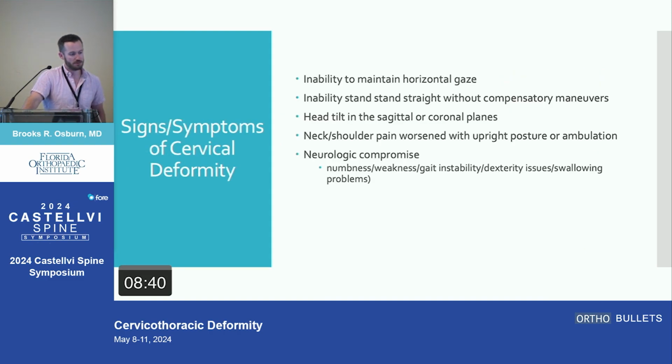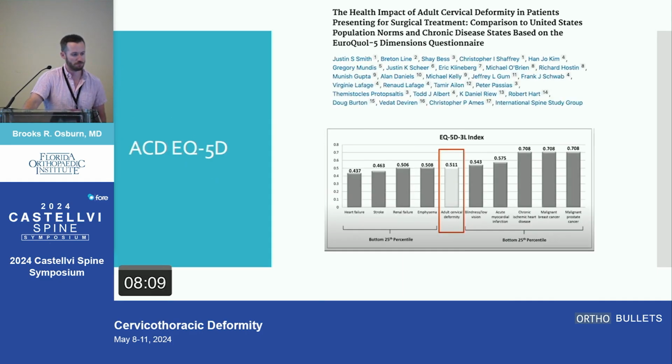So what are the signs and symptoms of cervical deformity? So inability to maintain horizontal gaze, inability to stand up straight without compensatory maneuvers such as bending your knees, head tilt in the sagittal coronal plane, neck and shoulder pain worsened with upright posture, ambulation, neurologic compromise, cervical myelopathy. Main thing here is the inability to keep your head over top of your pelvis. And what ends up happening is you can't maintain a good horizontal gaze, and your muscle expenditure gets increased and causes pain and a progressive deformity as the day goes on.